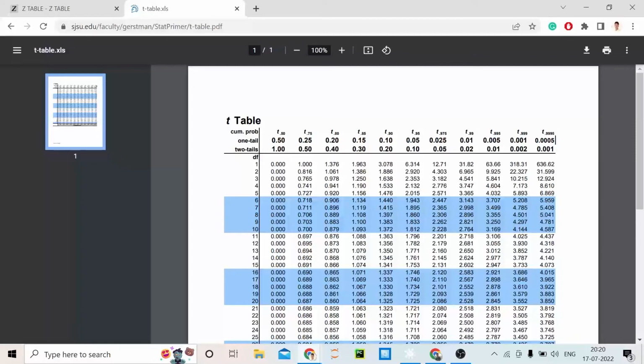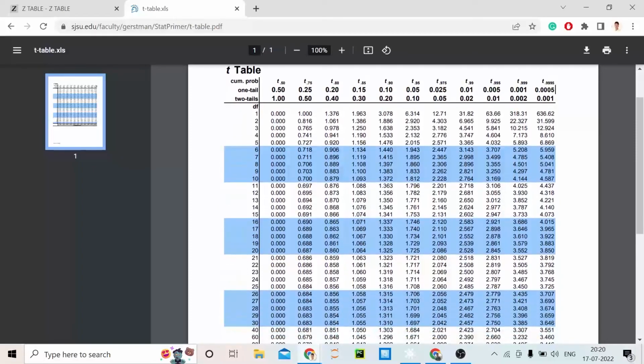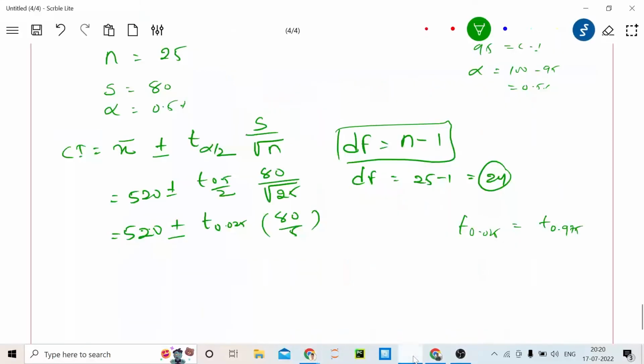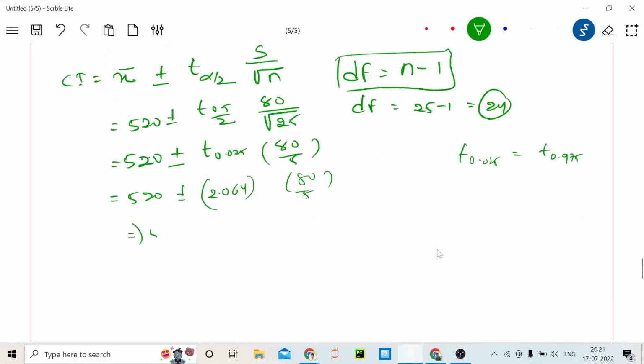We take this value, and the degree of freedom is 24. Following the 24 row, our degree of freedom is 24 and t of 0.975 is 2.064. So we can derive two values: 520 plus 2.064 times 16, and 520 minus 2.064 times 16.